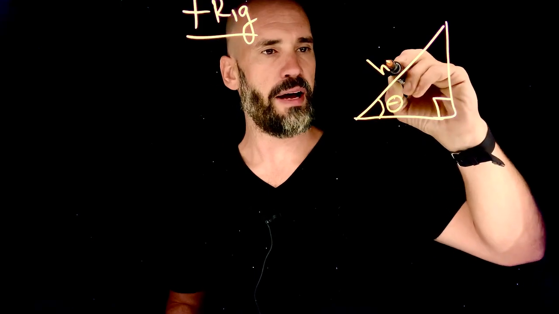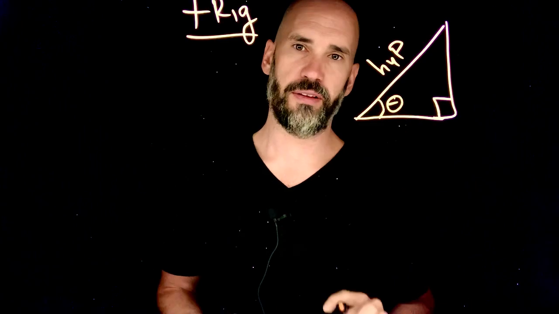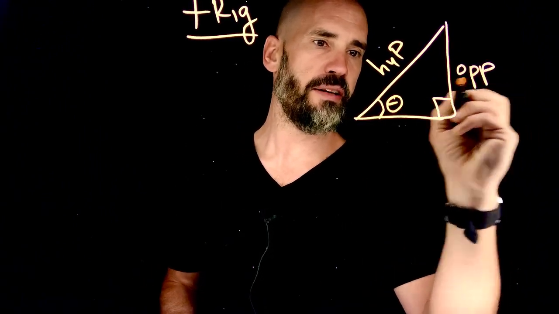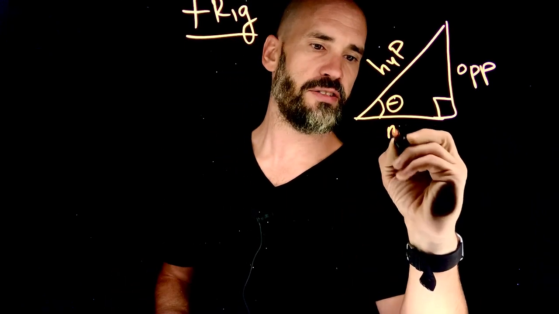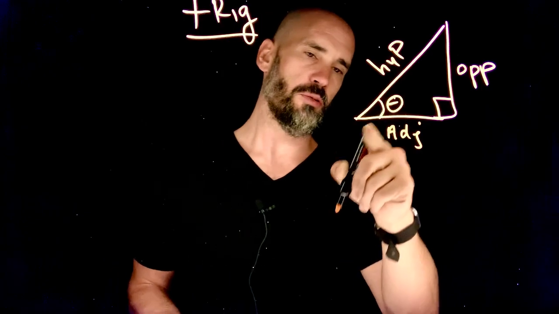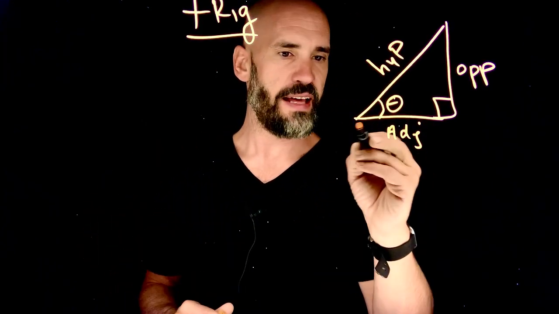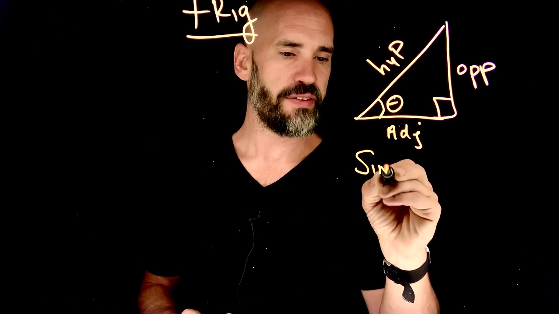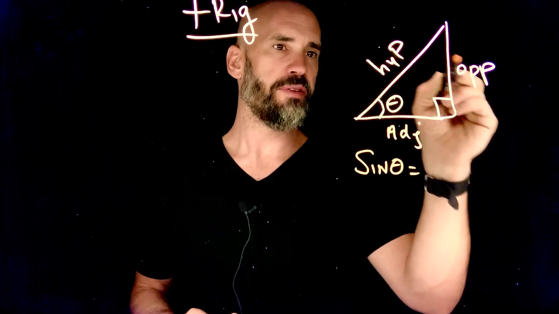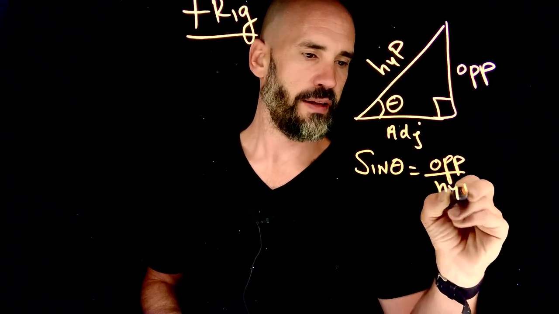And we're going to call this the hypotenuse, which you hopefully know. It's the longest side across from the right angle. And we're going to call this opposite because it's the side that's opposite of the angle. And we're going to call this adjacent because that's the side that is adjacent to the angle, right? Okay. And so we have this wonderful little relationship that the sine of this angle is always equal to opposite over hypotenuse.